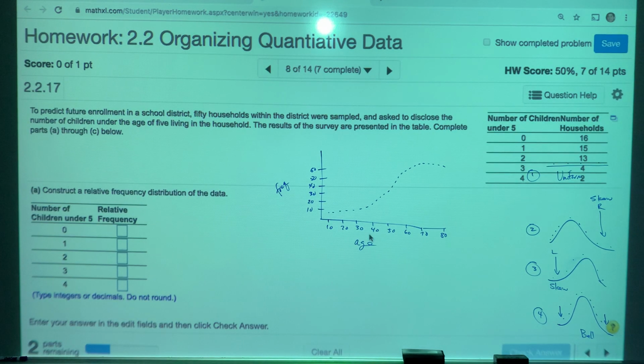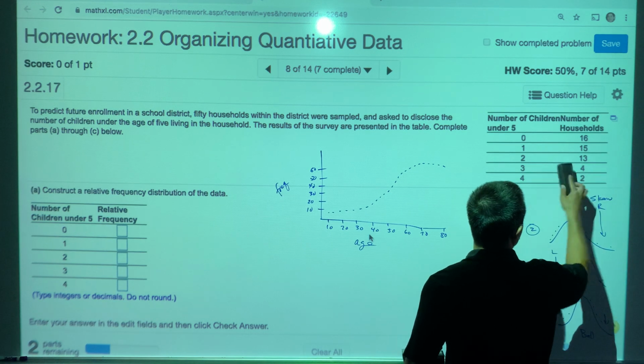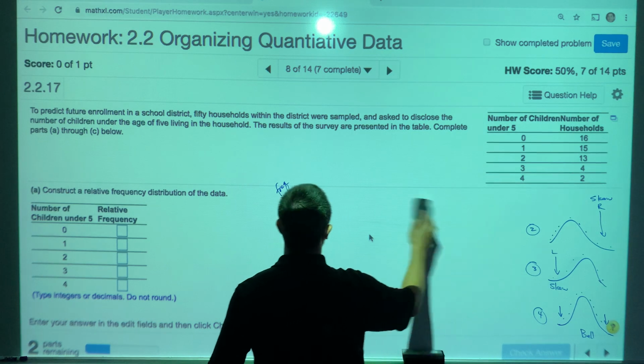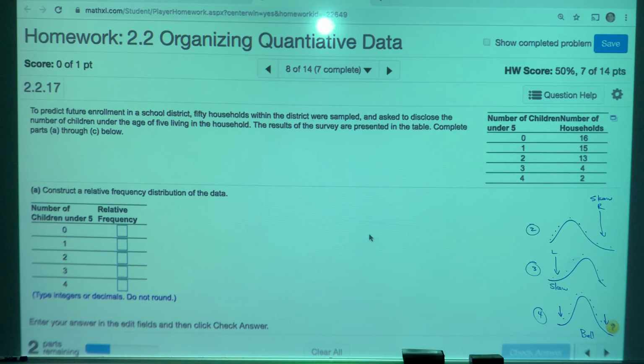Okay, let's go on to number 8, shall we? So I'm going to erase the uniform one because that's the easiest one to remember. It's these, especially these two, that could be a little bit tricky for some people. All right, so let's look at number 8. To predict future enrollment in a school district, 50 households within the district were sampled and asked to disclose the number of children under the age of 5 living in the household. The results of the survey are presented in the table. Complete parts A through C.